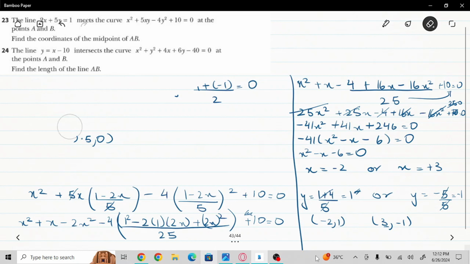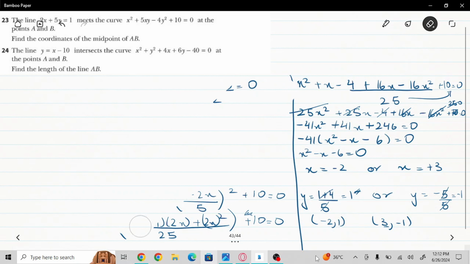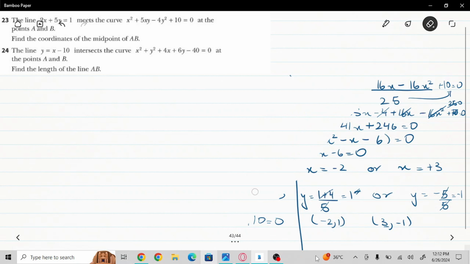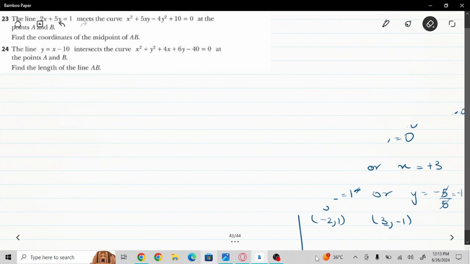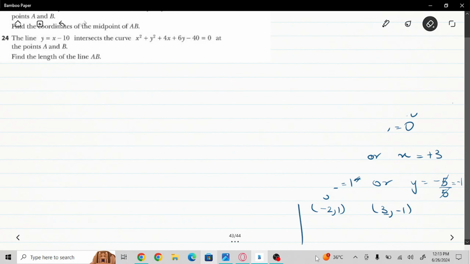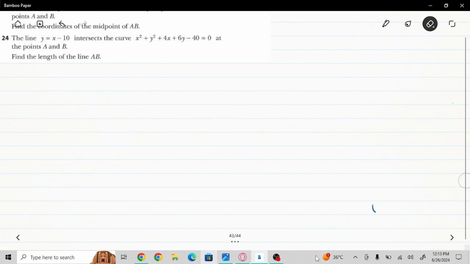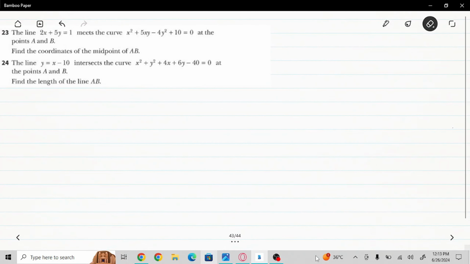Now let me raise it for question number 24. And what do we have here? The line y is equal to x minus 10 intersects the curve x squared plus y squared plus 4x plus 6y minus 40 is equal to 0 at the points A and B. So find the length of the line AB. It's a really simple question. It's nearly what we've done till now.